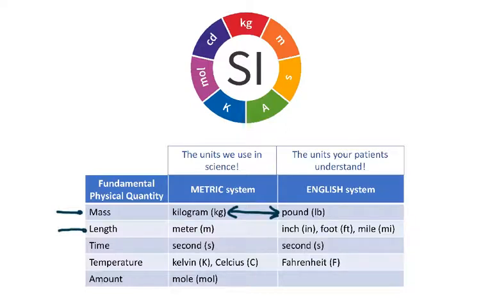Length. In the metric, scientific, medicinal field, we use meters or variations of meter. But things like inches and feet is what makes more sense to your patients. Time is always the second, so that's kind of nice. In the metric system and the English system, we both use seconds. Temperature. In science, we use Kelvin, which is similar to Celsius, but slightly different, and we'll get to that later. But we definitely don't use Fahrenheit. But if you tell your patients they have a temperature of 100, that's what they're expecting. If you tell them they have a temperature of 37, they don't know what you're talking about. So we need to go back and forth between Celsius and Fahrenheit.